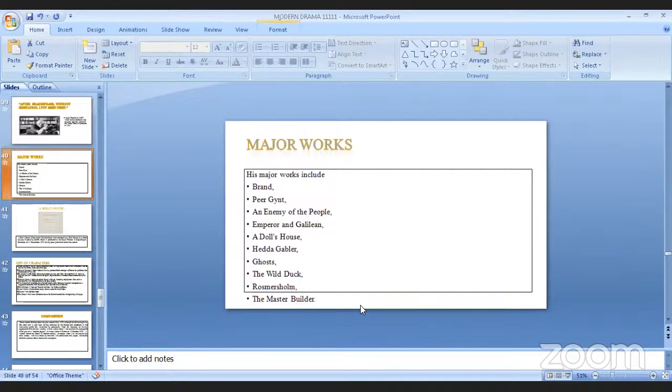His major works include Brand, Peer Gynt, An Enemy of the People, Emperor and Galilean, A Doll's House, Hedda Gabler, Ghosts, The Wild Duck, Rosmersholm, The Master Builder.